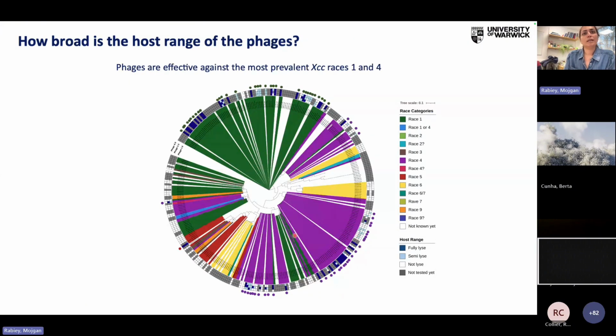If I put this around the phylogeny that I showed you earlier, I put these dots around so it's easier for you to look. You could see that in the outline layers, gray means that we haven't tested yet, but for those phages that we tested, you could see that they could kill most of the race 1 isolates and race 4 isolates. So they're effective in that regard. It's easier to look around the tree and see what phage could kill what strain.